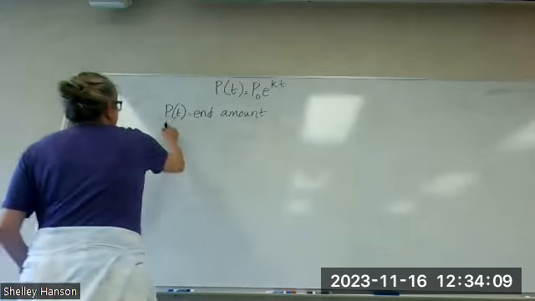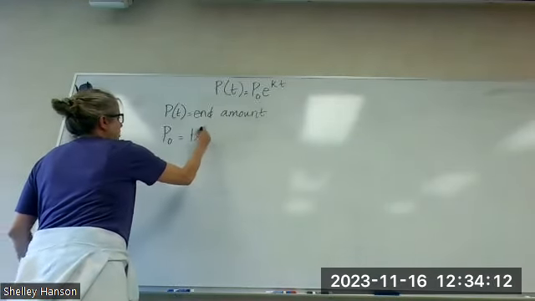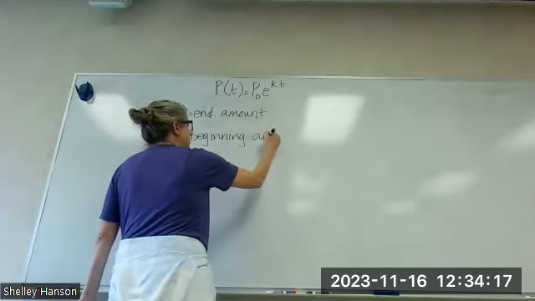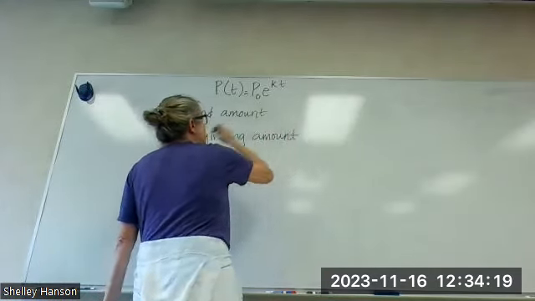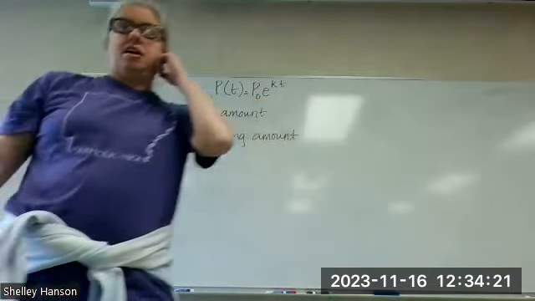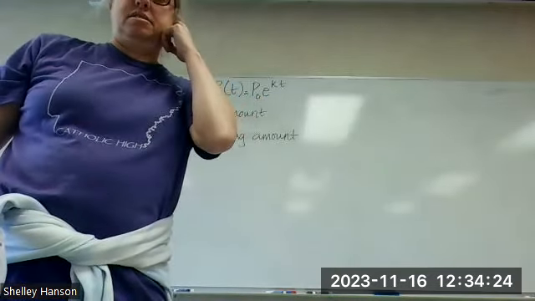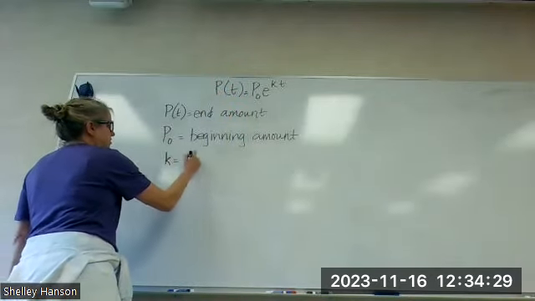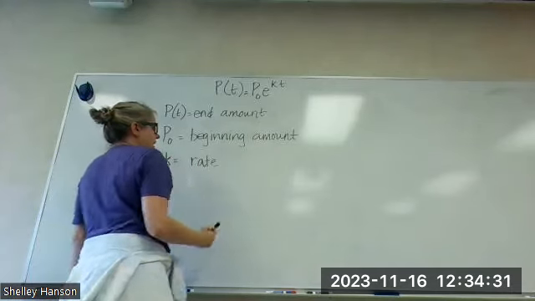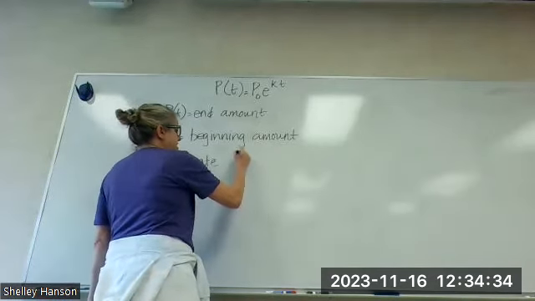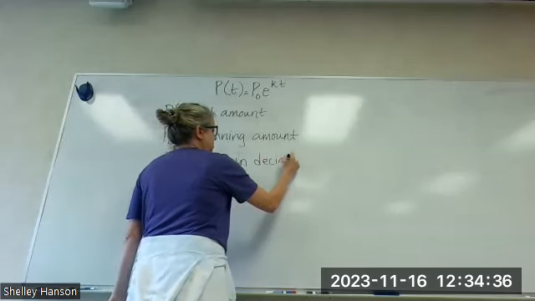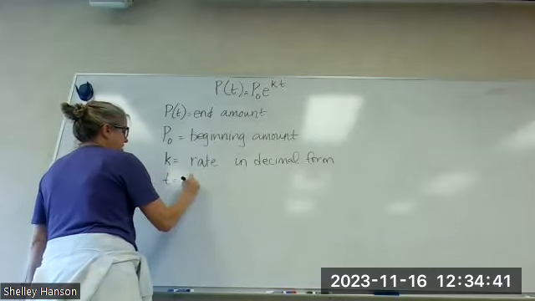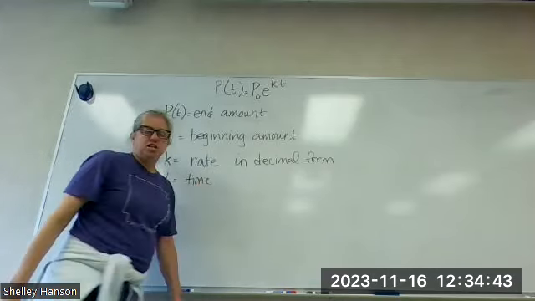P sub 0 is going to be your beginning amount. The E is going to be just the E, your calculator button, E. K is going to be your rate in decimal form. And T is going to be the time or the number of years.